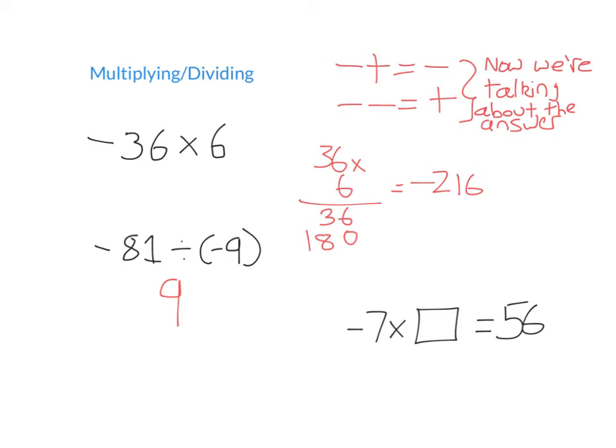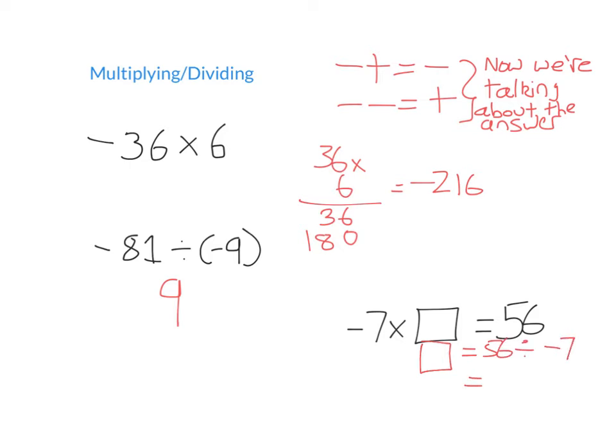So you'll also need to be able to do questions like this where you have to find a number that goes in the box. So, minus 7 times what equals 56? Well, what we can do is just the opposite of the operation between the number and the box. So, the way we undo timesing is dividing. So, what would go in the box is just 56 divided by negative 7.